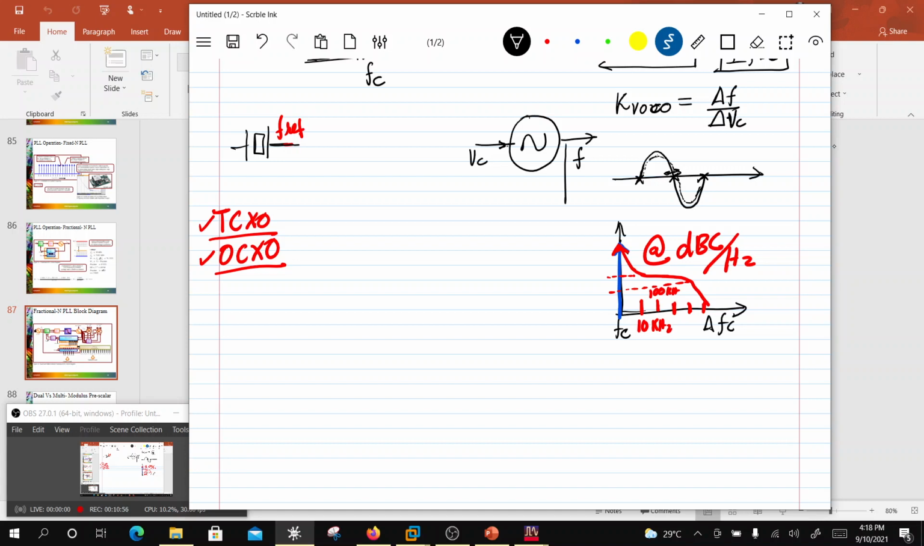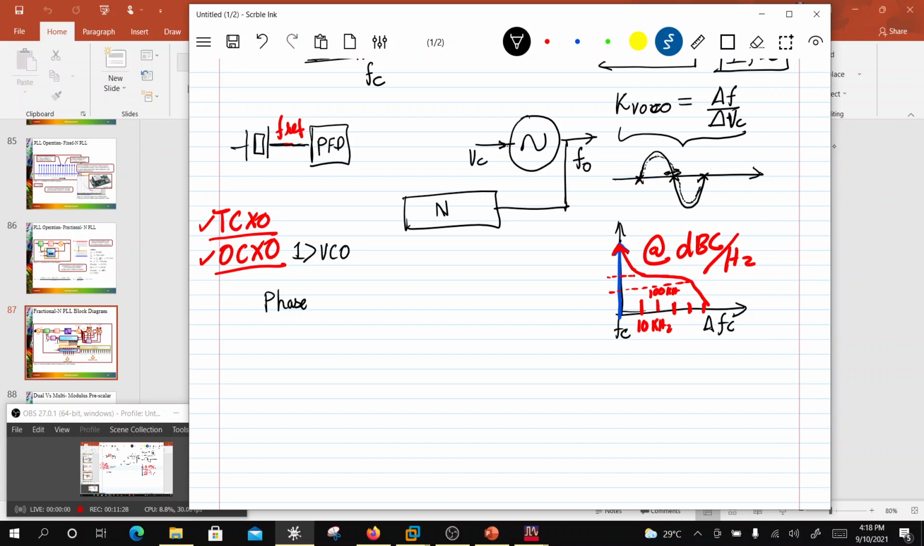Now I take this frequency, which I say is FO, and I divide it by a certain factor, let's say N. And then when I come here, I have a block known as the PFD, or phase frequency detector. So I'm going to list all the blocks. The first block I've seen is a VCO, which is a voltage controlled oscillator. It has a certain gain, KVCO, which is del F by del VC.